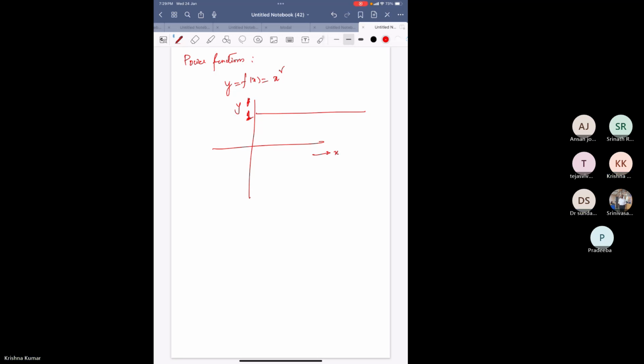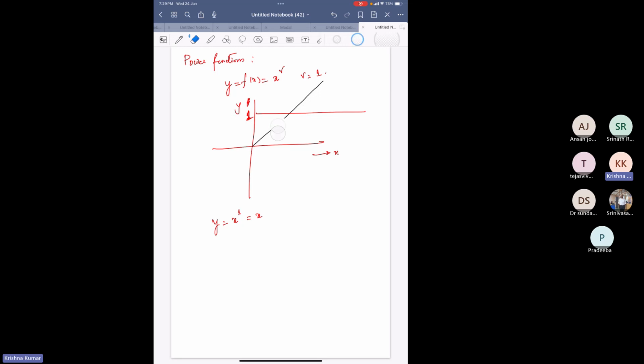So suppose r is equal to 1. Now how do you understand this? You substitute r in that equation. y is equal to x power 1. What is that? x. So y is equal to x. How will this curve be? It will be a straight line like this at 45 degrees.